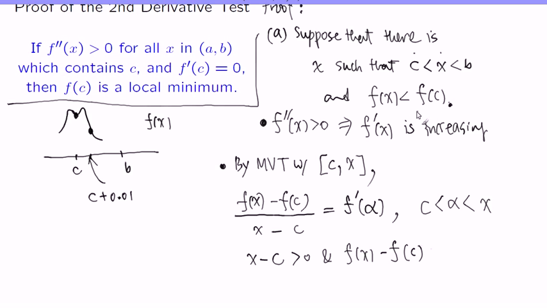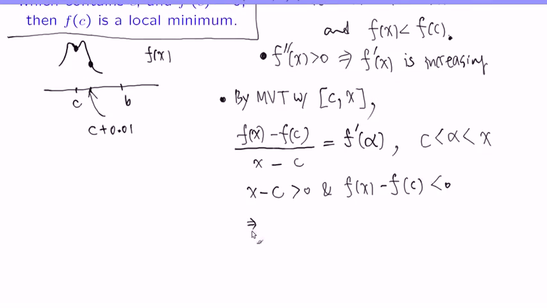That was our supposition. There's one value where f of x is actually lower than f of c, right? We assume that it happened. So f of x is smaller than f of c, right? So less than. That's our assumption. Suppose we have that x there. So now f prime of alpha, which is a quotient of these two things, right?